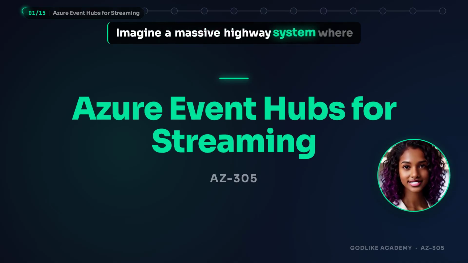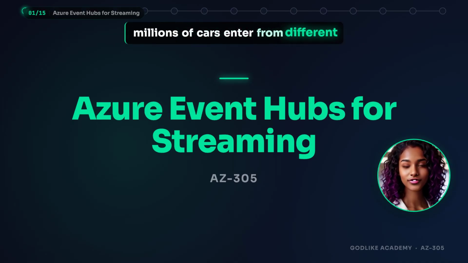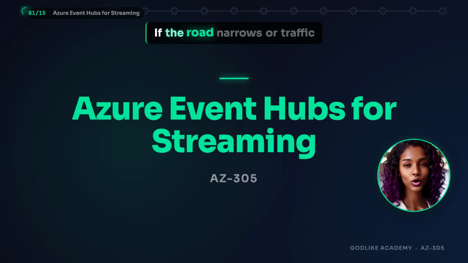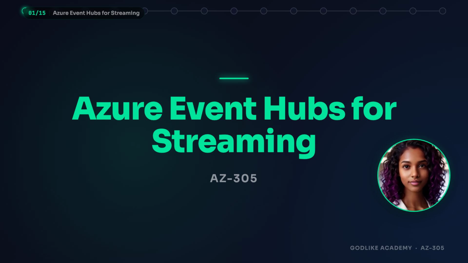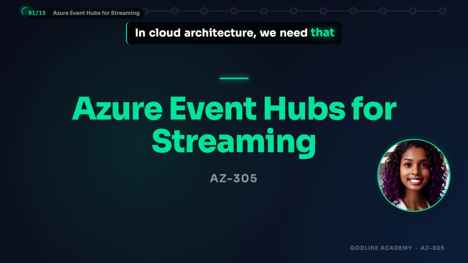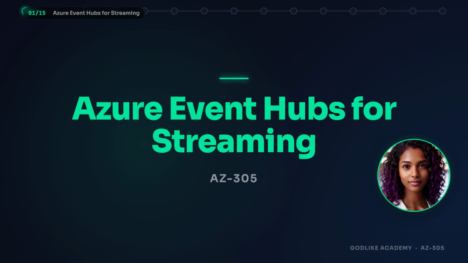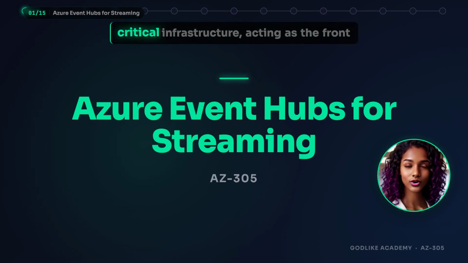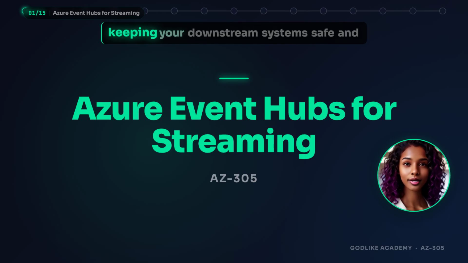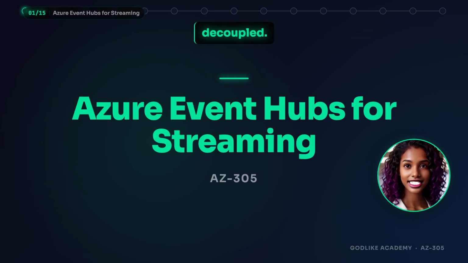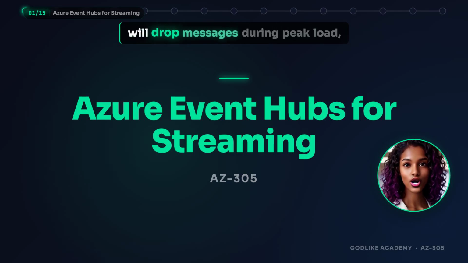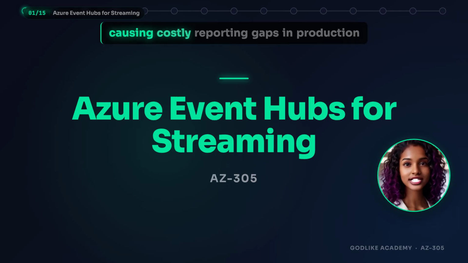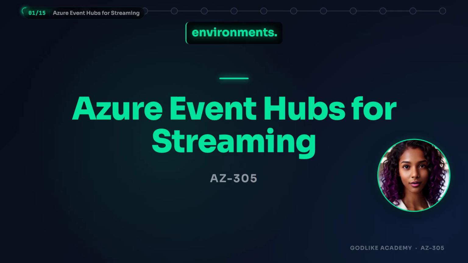Imagine a massive highway system where millions of cars enter from different on-ramps every second. If the road narrows or traffic lights fail, the entire network grinds to a halt. In cloud architecture, we need that same high-speed reliability for data. Azure Event Hubs serves as that critical infrastructure, acting as the front door for massive event streams while keeping your downstream systems safe and decoupled. Without proper partitioning, your ingestion pipeline will drop messages during peak load, causing costly reporting gaps in production environments.